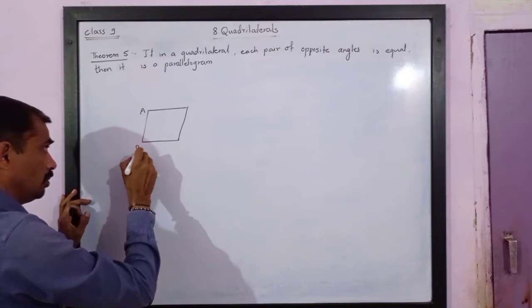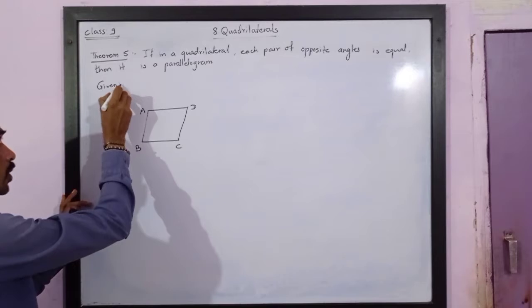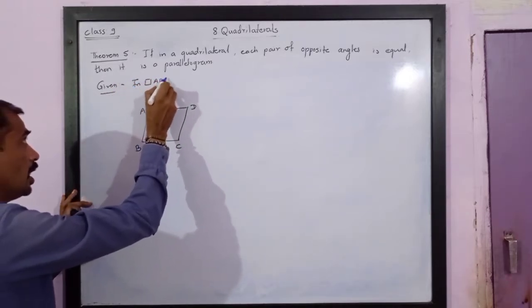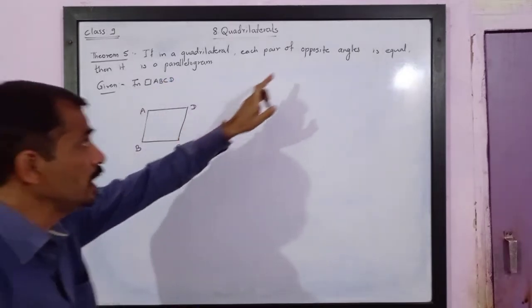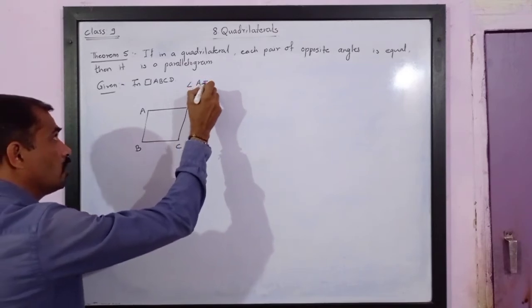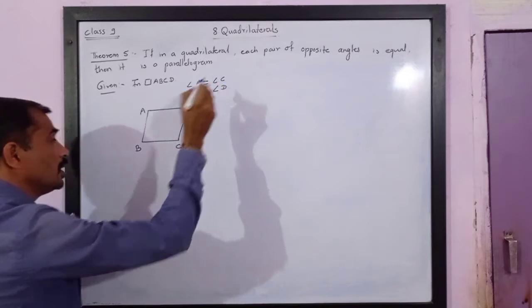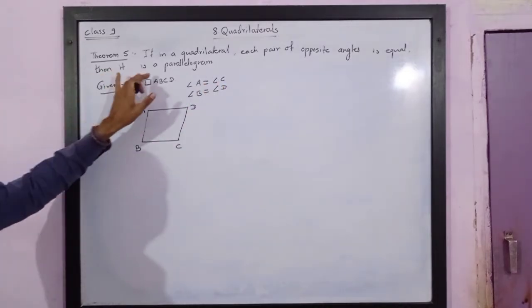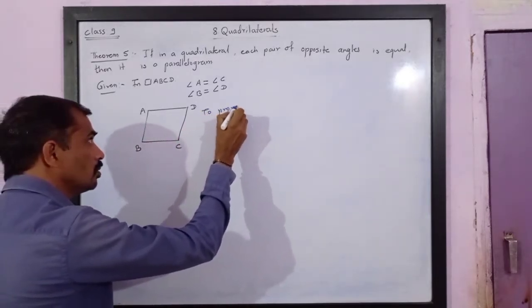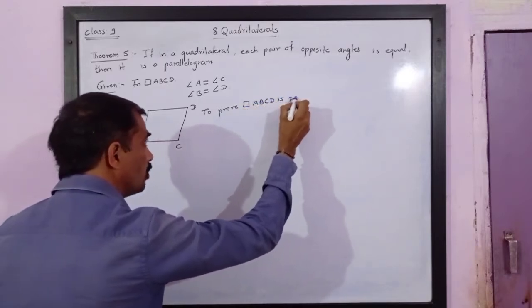A, B, C, D. So what is given? We are given that in quadrilateral ABCD, opposite angles are equal. It means angle A equals angle C and angle B equals angle D. This is given to us. We have to prove that quadrilateral ABCD is a parallelogram.